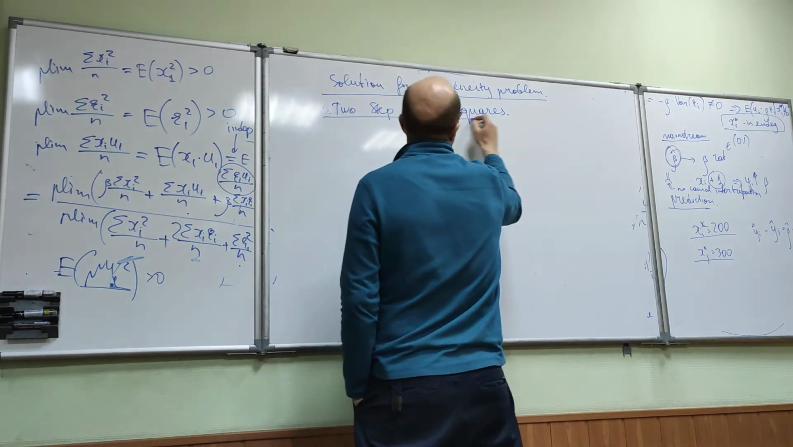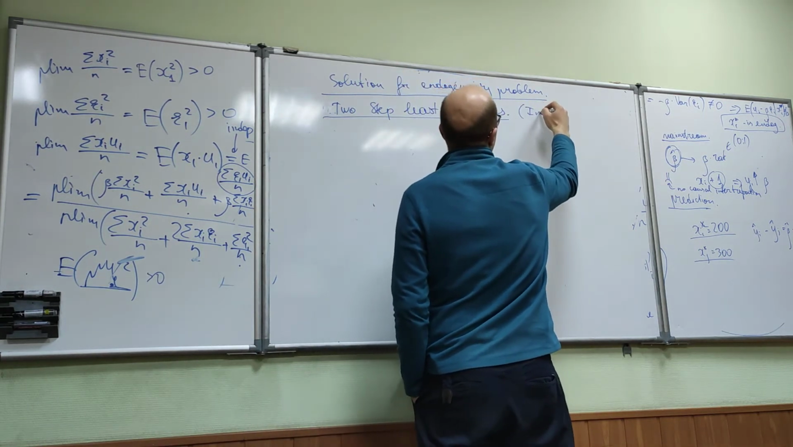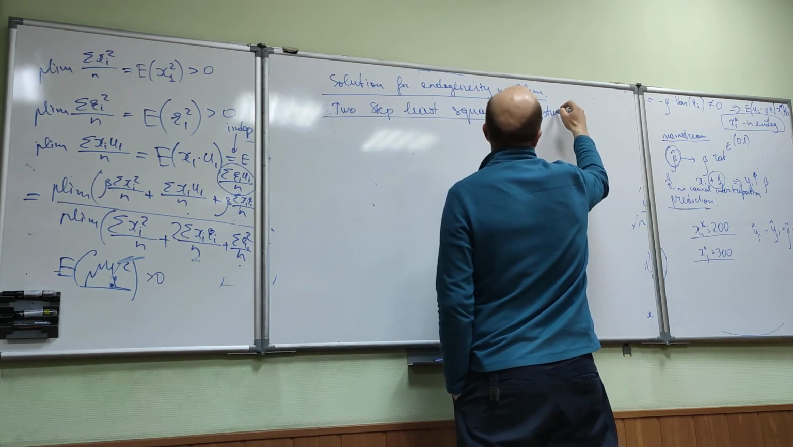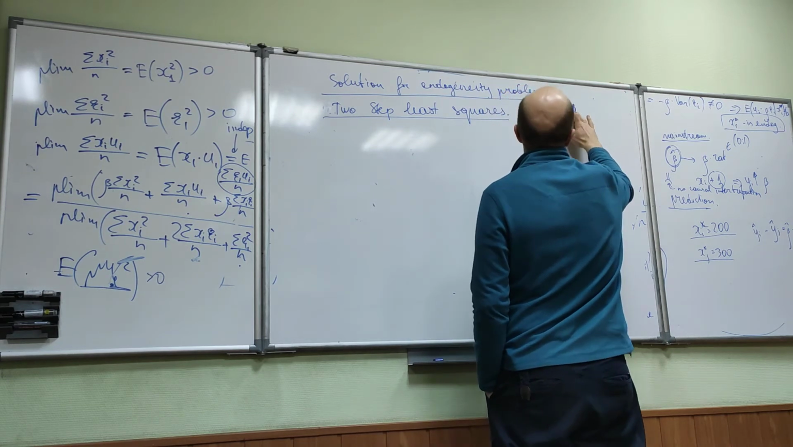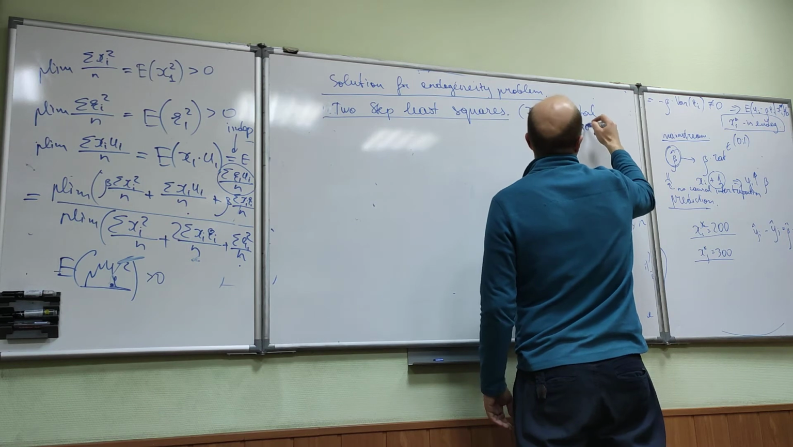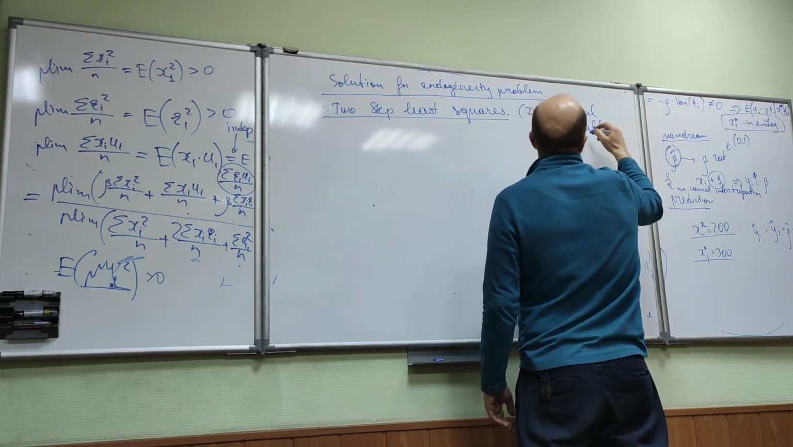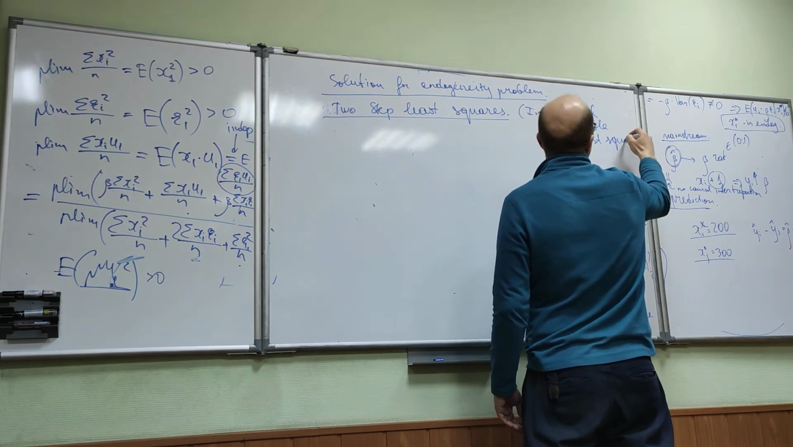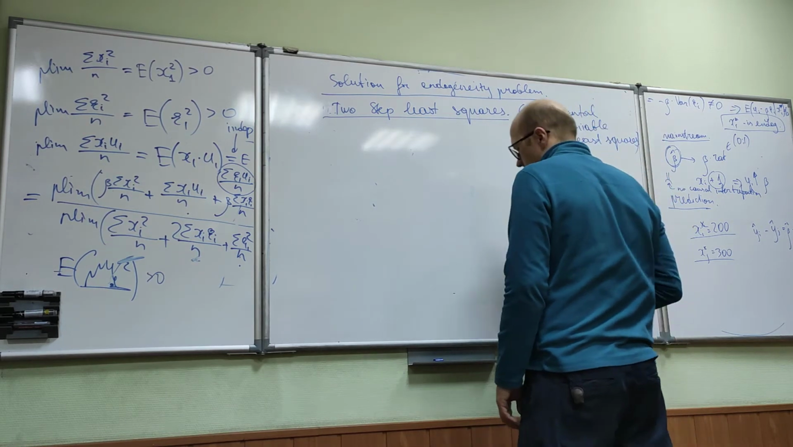Two-step least squares, or instrumental variables. Instrumental variable least squares. What is this solution?